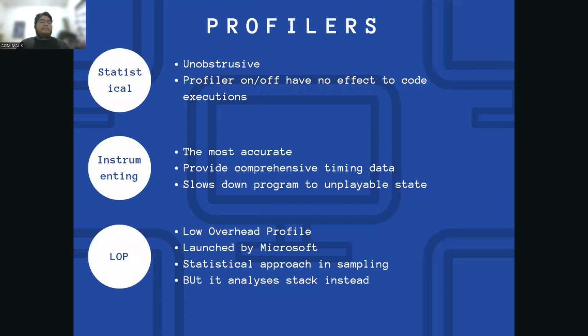And then here we have three types of profilers: statistical, instrumenting, and LOP. Statistical is unobtrusive and does not have any effect on our game. Instrumenting is the most accurate, but it makes the game slow down to an unplayable state. And then we have LOP, which was launched by Microsoft, using a statistical approach, but it analyzes the stack instead.